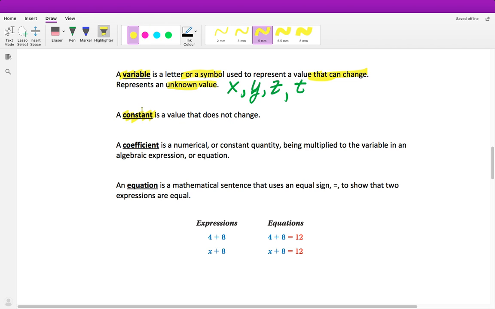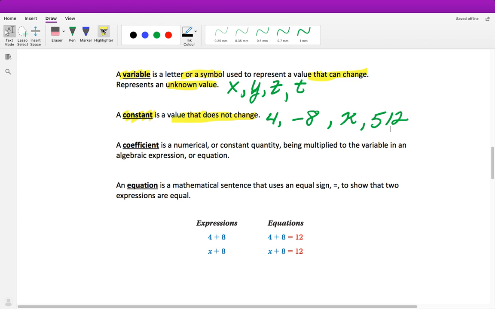Right? A constant is a value that does not change. That's going to be all of our numerical values that aren't being multiplied to a variable, that are just being added or subtracted to within our expression or within our equation. So, for instance, 4 is a constant. -8 is a constant. Pi is even a constant. And in this case, 512. All right, so those are all constants.